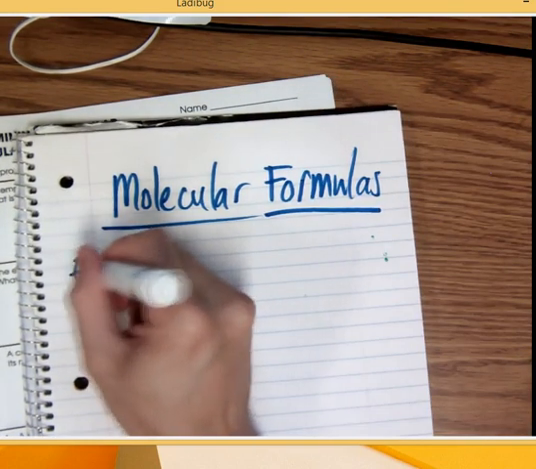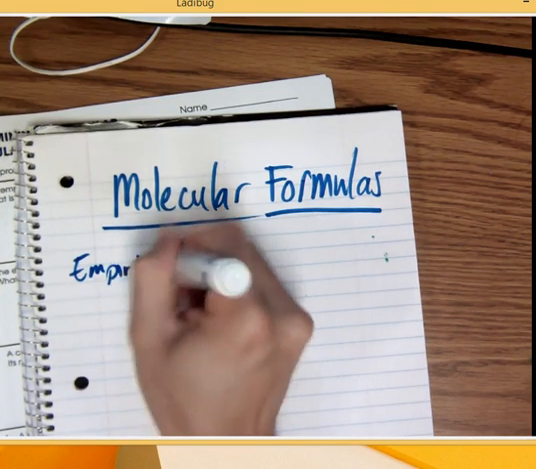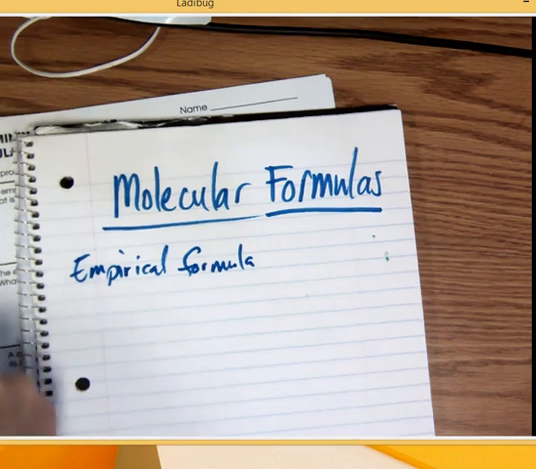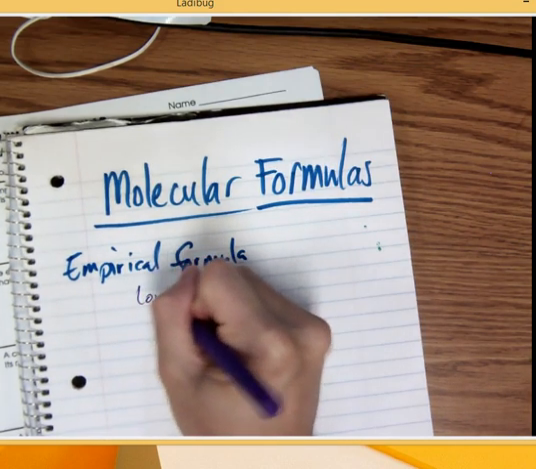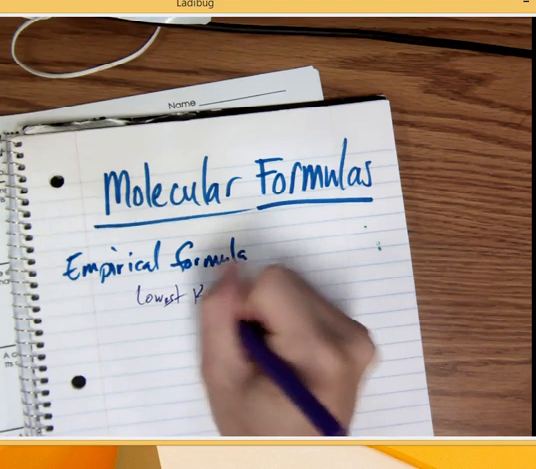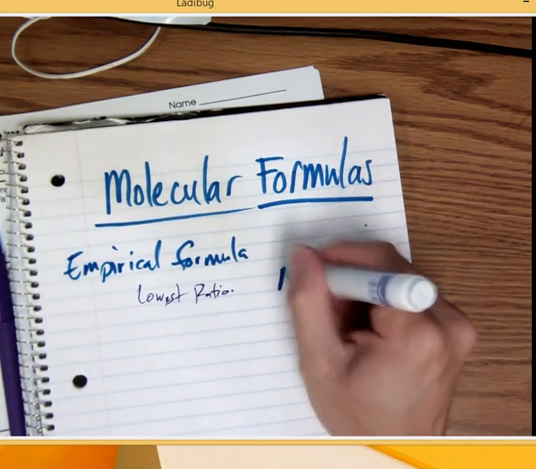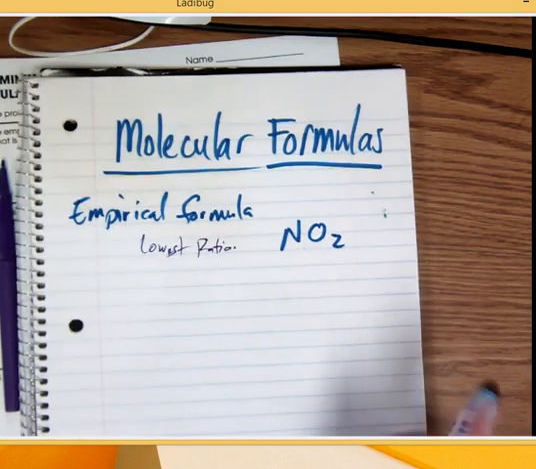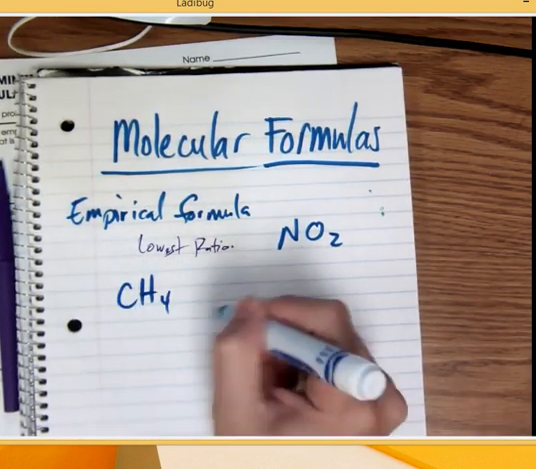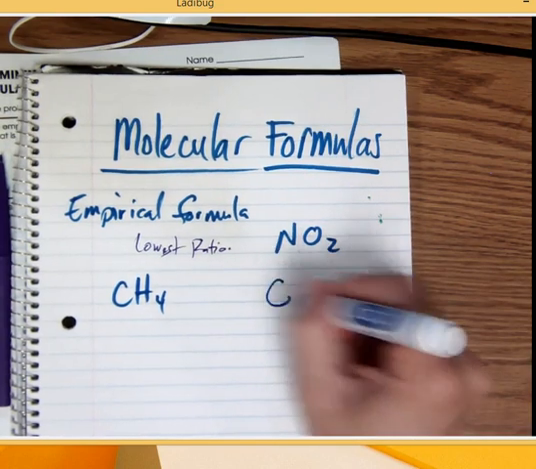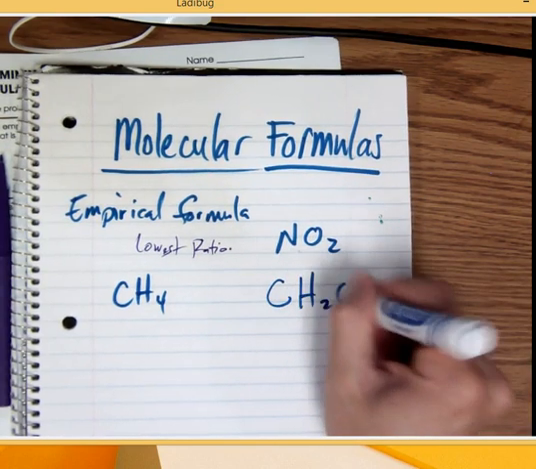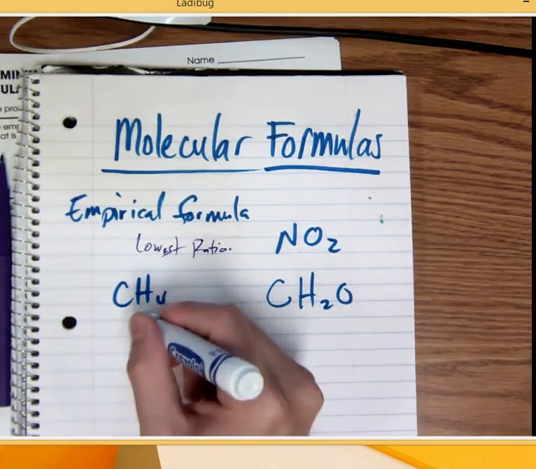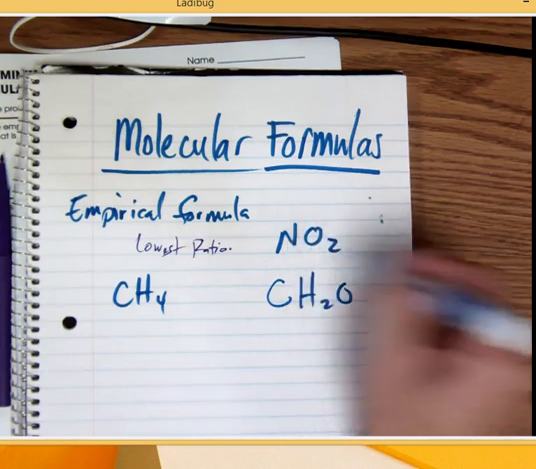Last time we learned about empirical formula. That is the lowest ratio between elements. Okay? So, for example, NO2 is 1N to 2O. That's the lowest ratio. CH4. Okay, that's the lowest ratio. CH2O, that's the lowest ratio as well. Okay, 1 to 1 to 1, 1 to 4 for CH4. NO2, 1 N and 2 O's.